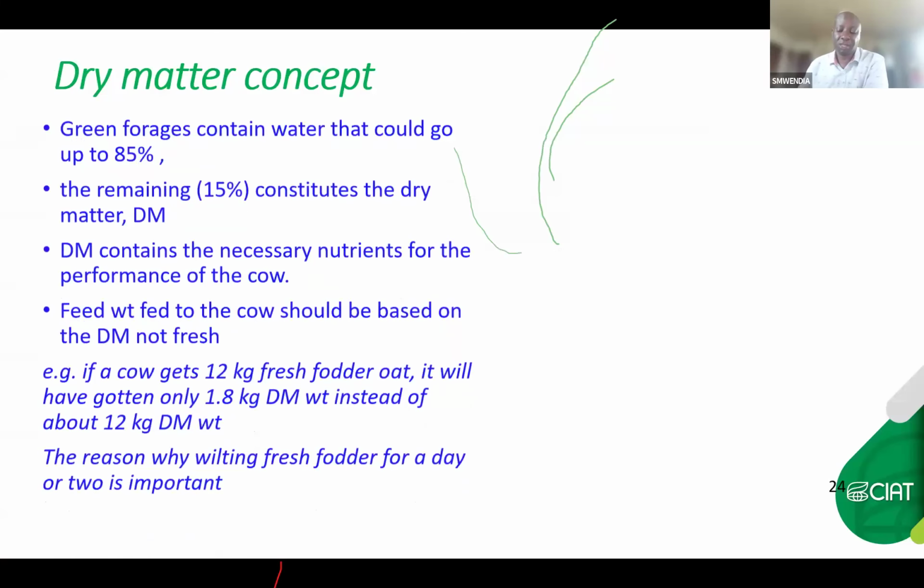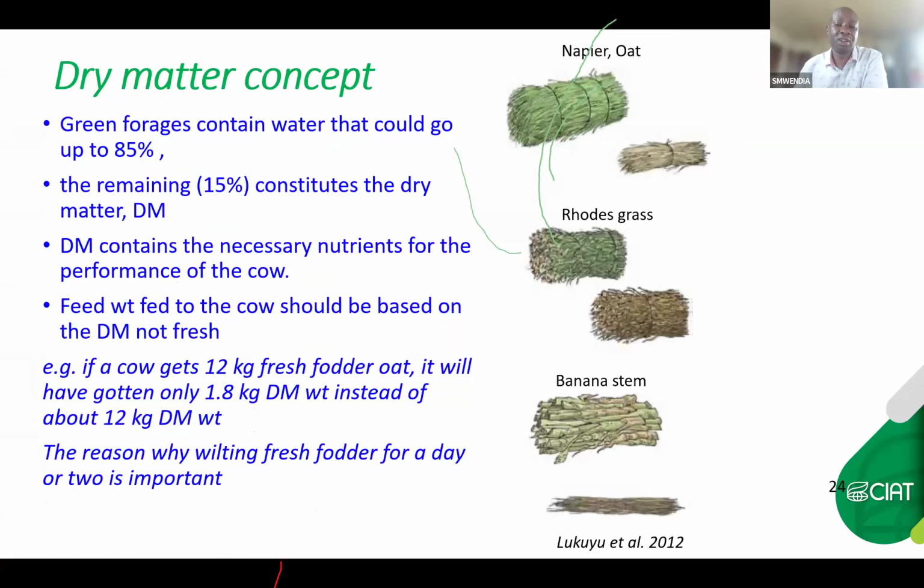Now, just to mention about the dry matter concept, which in the field I've seen a lot of farmers saying the animal actually requires dry matter, and we agree, all of us, that the green material may contain up to 85% of water, and the remaining percent constitutes the dry matter. For example, here, if you have napier or oat, or the Rhodes grass or the banana stems, they all have water, which can go up to 85%, probably even more for banana. But once you extract all the water, what remains is the dry matter.